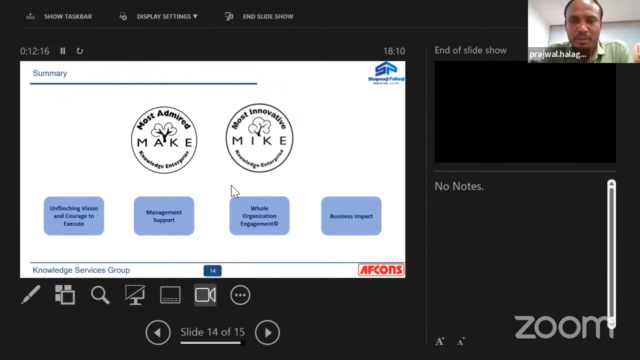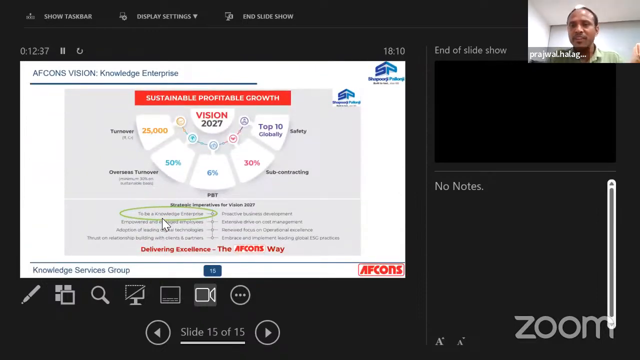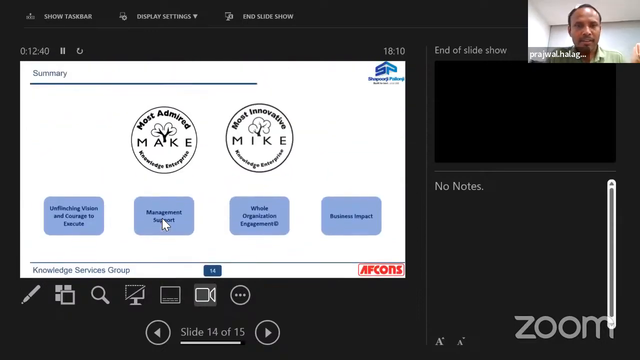To summarize, we FCONians have an unflinching vision and courage to execute projects, no matter how difficult or challenging they are. Management support is very important to ensure the success of KM activities. At FCONS, we are lucky to have management support, as can be seen in our Vision 2027. We have a mission to be a knowledge enterprise. Our knowledge management department is the only department in the company engaging with people across the entire organization, right from the supervisor executing work at the project to the BU heads.